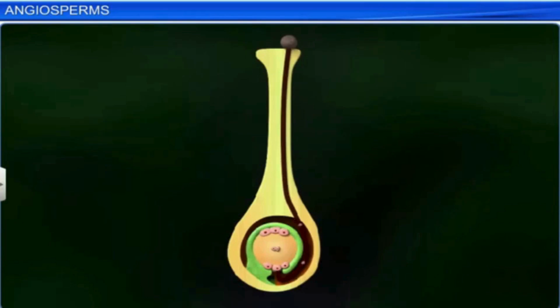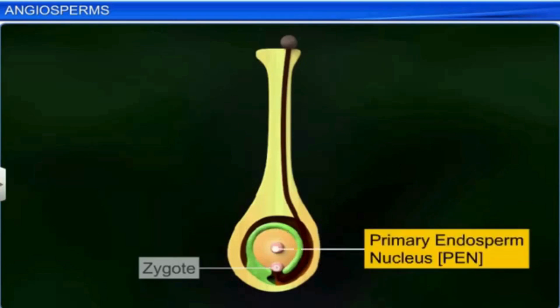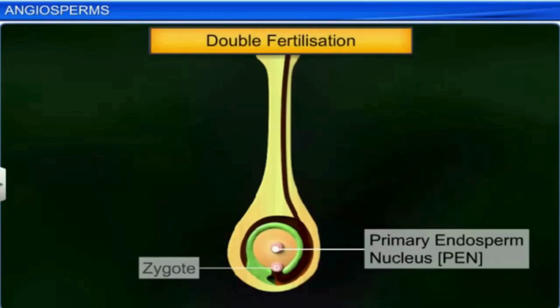It discharges 2 male gametes inside the embryo sac. While one gamete fuses with the egg cell to produce a zygote, the other gamete fuses with the diploid secondary nucleus to produce the triploid primary endosperm nucleus. This event is called double fertilization as it involves two fusions. Interestingly, double fertilization is observed only in angiosperms.